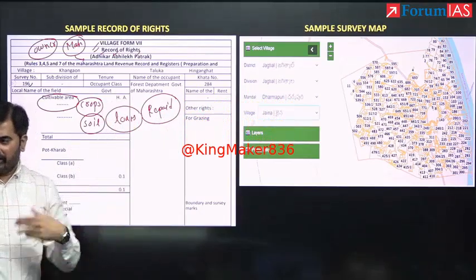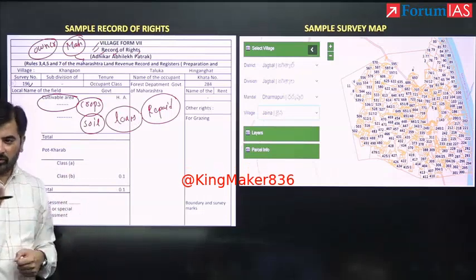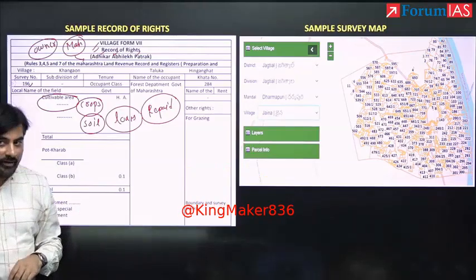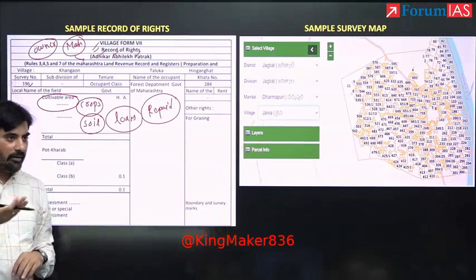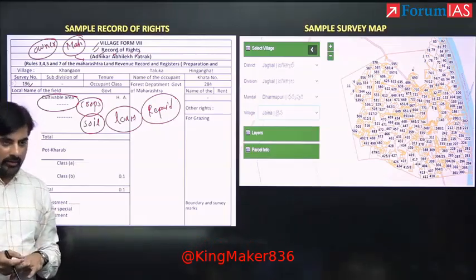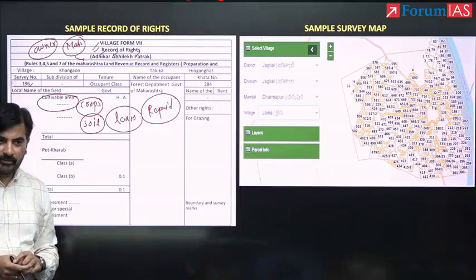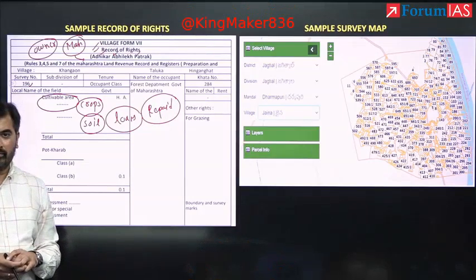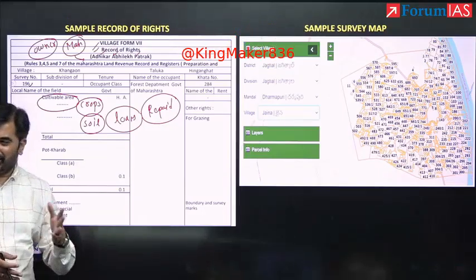Based upon what I have explained, do you know the names of this particular record of rights from your own state? What is that called? Okay. Then, what is that? Which state? Chhattisgarh. Then, you guys are staying in an urban area, so you don't know what is happening in agriculture.